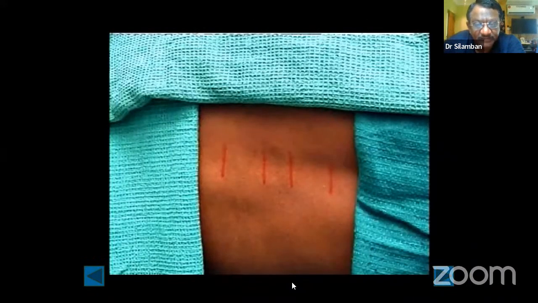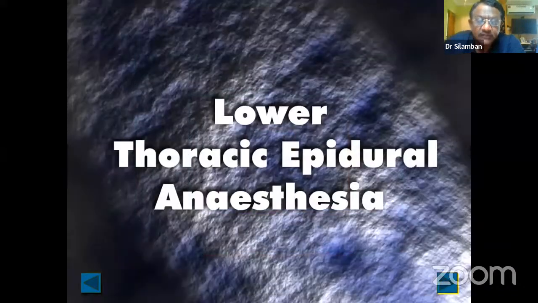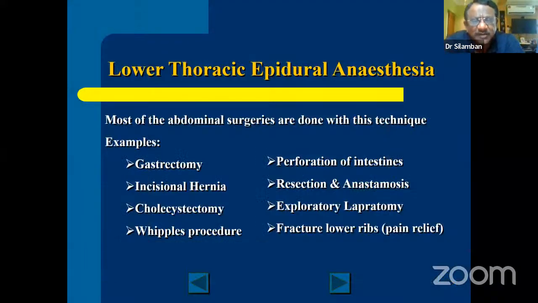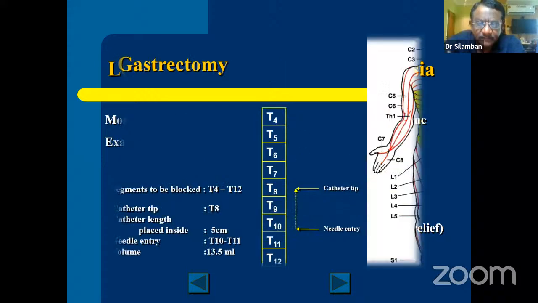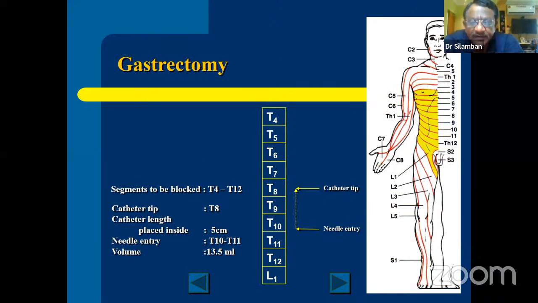This video is about reversing the catheter, which is similar to a lumbar. So now coming to lower thoracic epidural anesthesia. Most abdominal surgeries, all abdominal surgeries should be done only with lower thoracic epidural anesthesia. Gastrectomies, incisional hernias, cholecystectomies, Whipple's, perforation, resection, hemicolectomy, everything has to be done with lower thoracic epidurals. So like I said, here again, we're applying the principle of segmental epidural at the lower thoracic region.